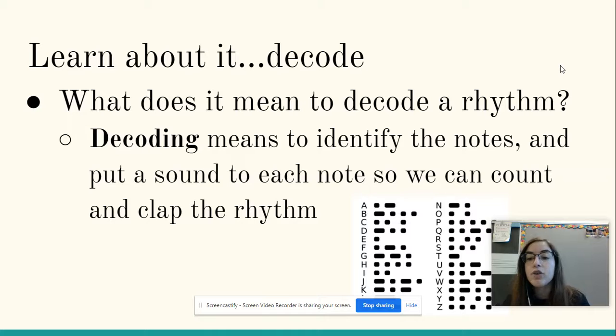clap the rhythm. If you look at the picture there, you see Morse code. Now, if you don't know what Morse code is, it just looks like a bunch of dots and lines. But actually, each combination of dots and lines corresponds to a certain letter. So the A is a dot and a line, the B is a line and three dots, etc. If we didn't know Morse code, we couldn't decode it. Just like with notes. If we saw a quarter note, but we just saw the image and we didn't know how many beats it gets or how to count it, we wouldn't understand it. So when we decode, we identify the notes, we put a sound to it so we can count and clap.